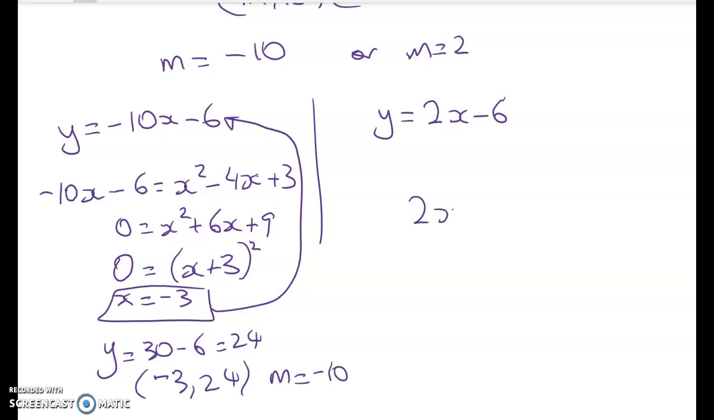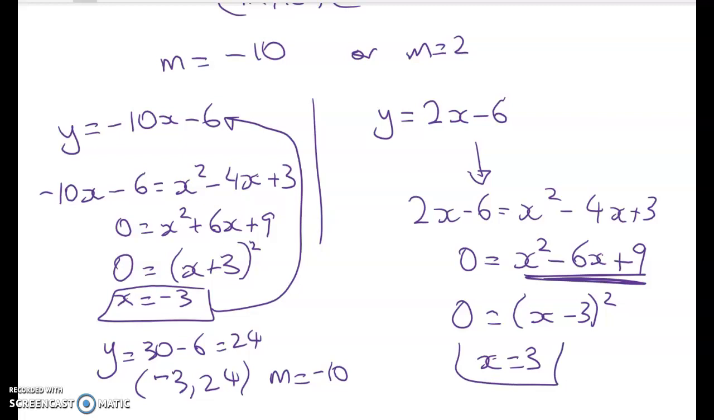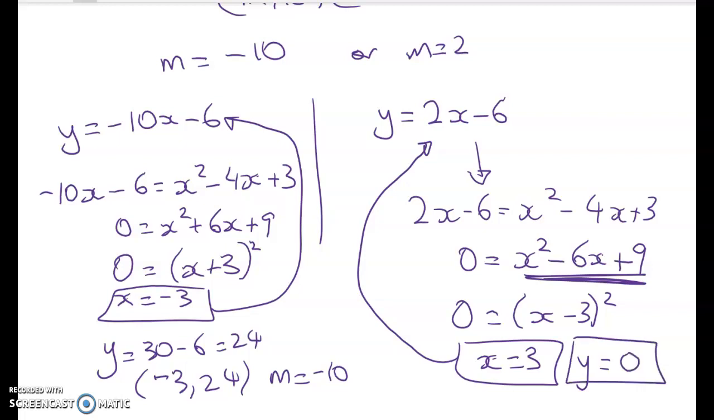Doing the same thing over here, I get 2x minus 6 is equal to x squared minus 4x plus 3. 0 is equal to x squared minus 6x plus 9. So you're looking for a perfect square here, because you know you're going to get one answer out of this. So 0 is equal to (x minus 3) squared, giving me x equals 3. Substituting that in now gives me y is equal to 6 minus 6, which is 0. So we knew that.